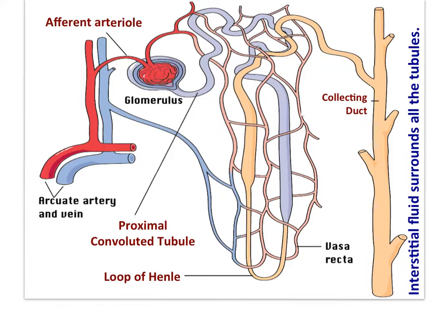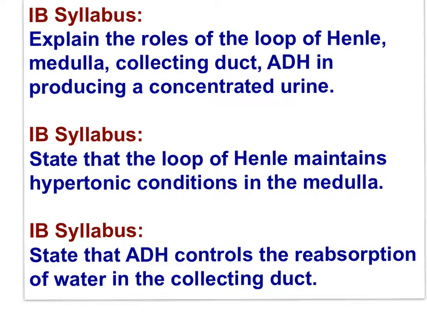Once again, here is a good slide to study. You can see the close relationship of the capillaries to the tubules of the nephron, and the parallel nature of the descending limb of the loop of Henle and the ascending limb of the loop of Henle and the collecting duct are important to the next part of our story, which focuses on water regulation and the excretion of a urine concentrated with urea. Here are the IB syllabus statements that drive this movie forward.